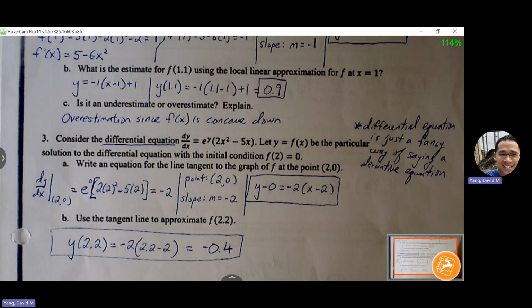All right, any questions here? Use your derivative equation to get to your slope, point slope form. Tangent line approximation doesn't ask us whether it's an over or underestimate. This doesn't provide us enough information about concavity. All right, let's go to the next page, if you guys are good with that.